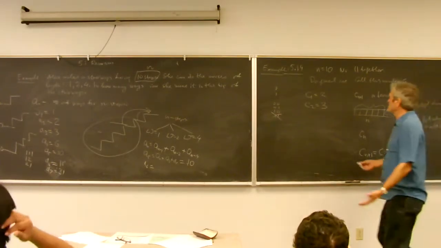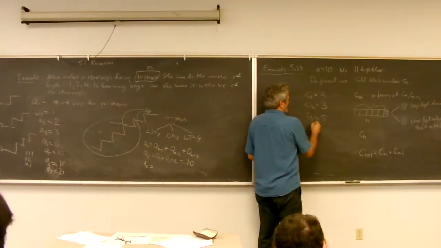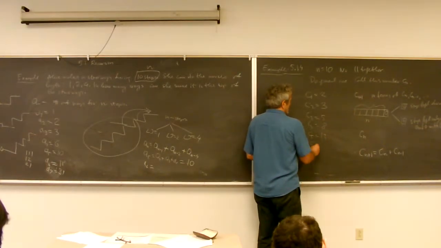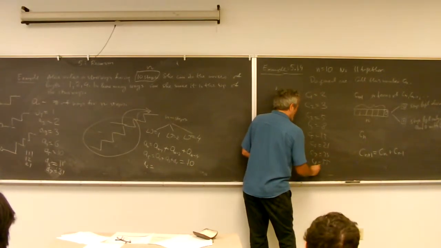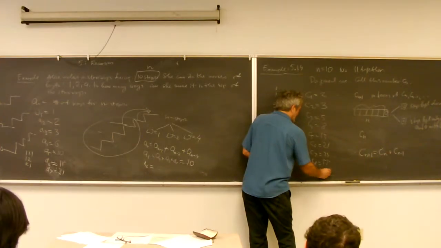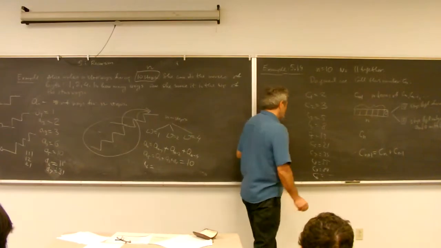So now, if I have C1 and C2, how much is C3? Just add them up. What do I get? 5. And then C4 is 8, C5 is 13, C6 is 21, C7 is 34, C8 is what? 55, C9 is 89, and C10 is 144.